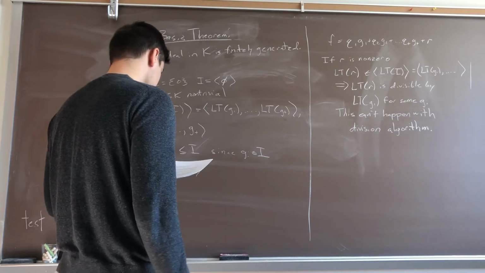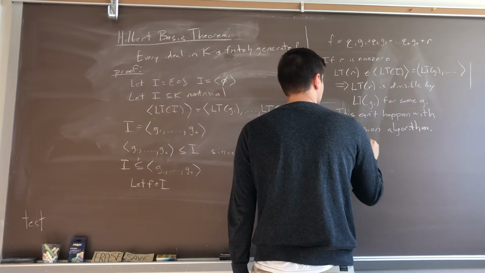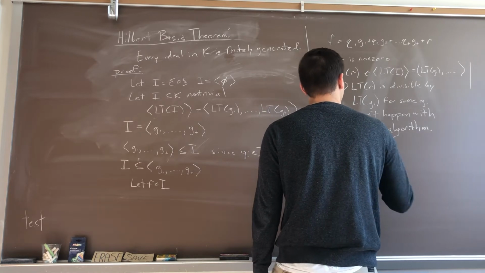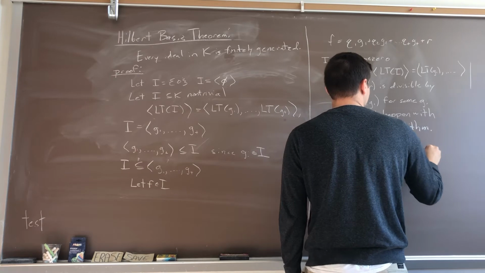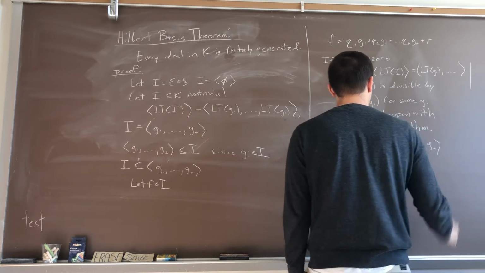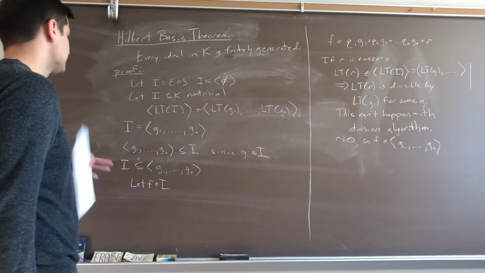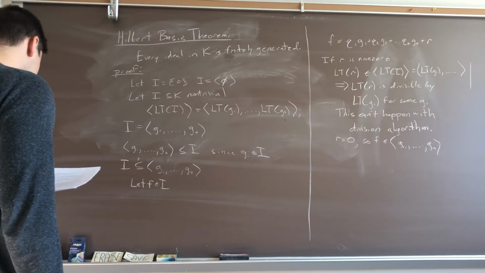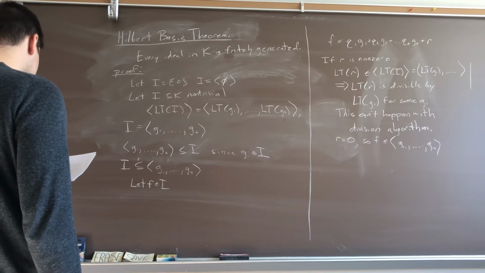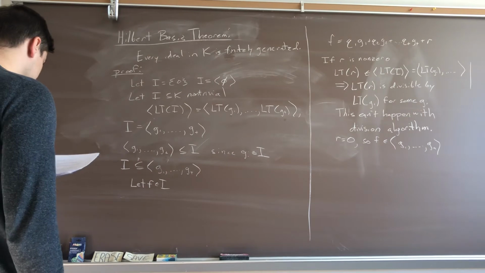And that implies that r is 0. So f is in the ideal generated by each of the g's. And thus this containment follows, and the ideals are, in fact, equal. And that gives us that we have a finite generating set for I, which is what we were looking for.